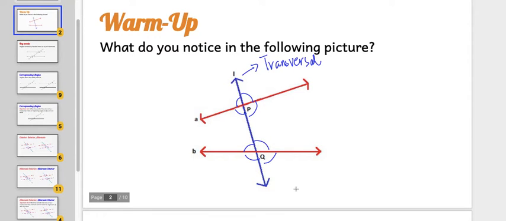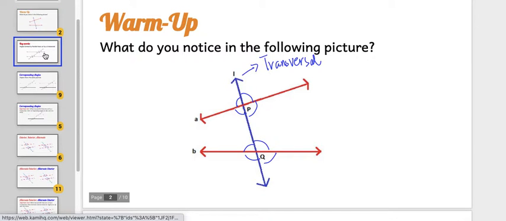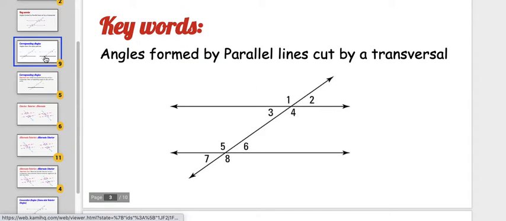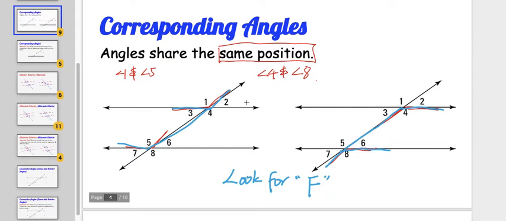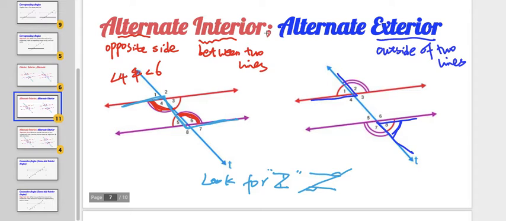As we mentioned, when two lines are cut by a line, which is a transversal, we have 8 angles formed, and in this lesson we focus on the position of the angles. First, we talk about the corresponding angles here. So they have the same position. And second, we introduced alternate interior and alternate exterior based on the position. This time we focus on the inside and outside part.